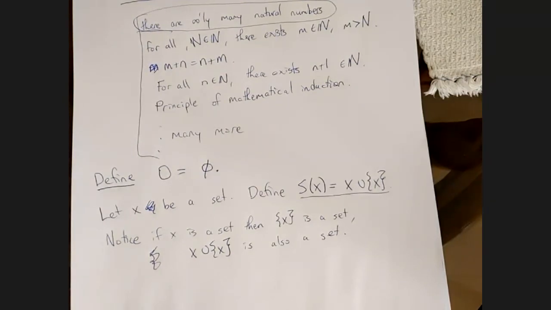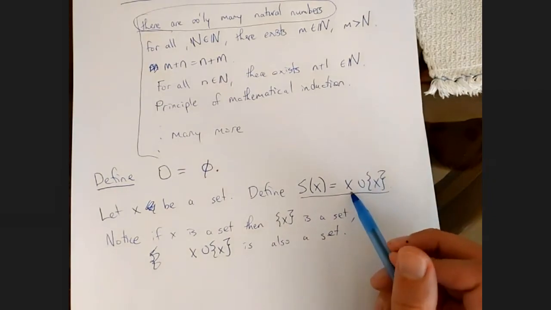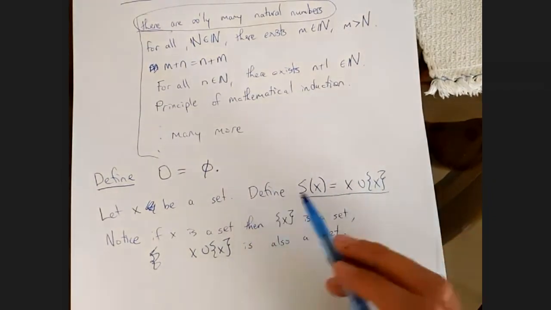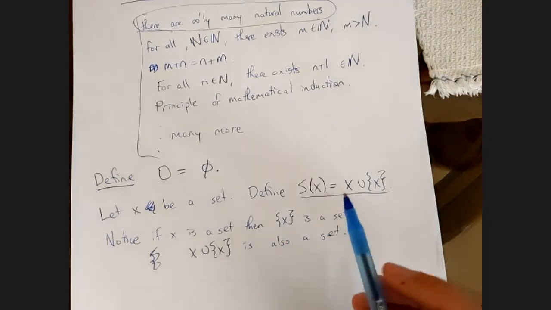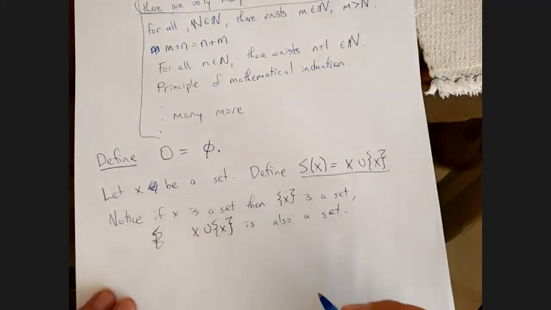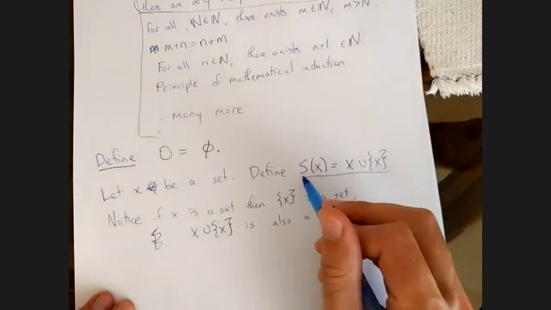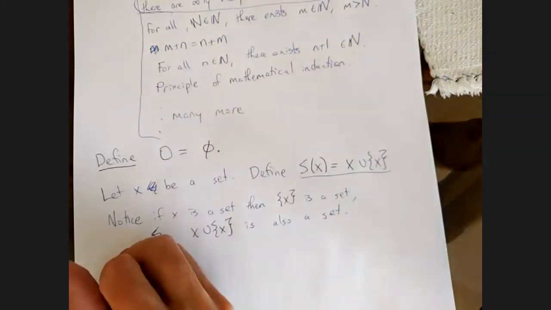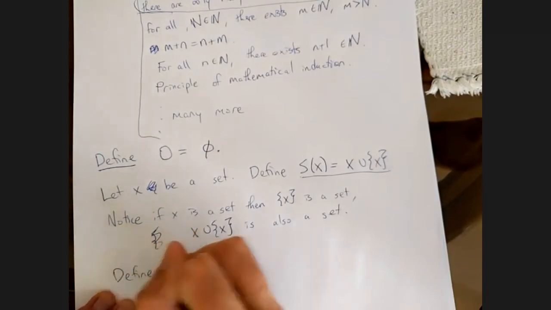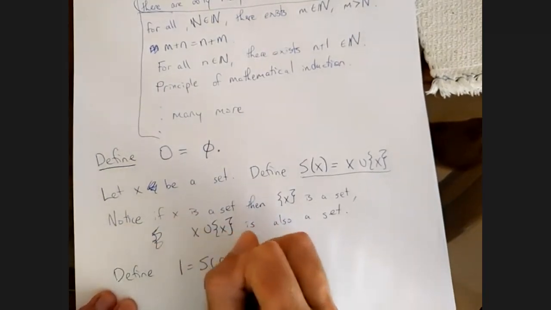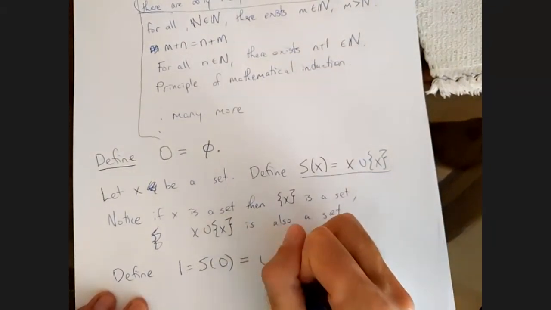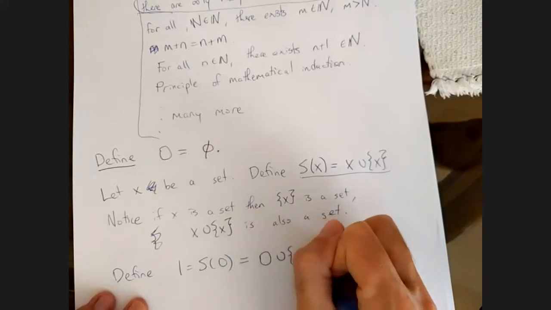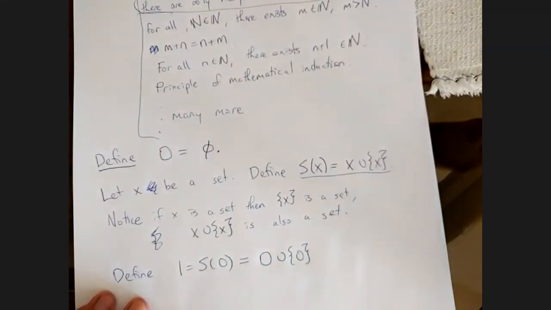Okay. So we can take the successor of any set, but we really only want to do it when X is a natural number. So what we do now is we start from 0 and we define S of 0 to be 1. That just means take 0 union with a singleton containing 0.